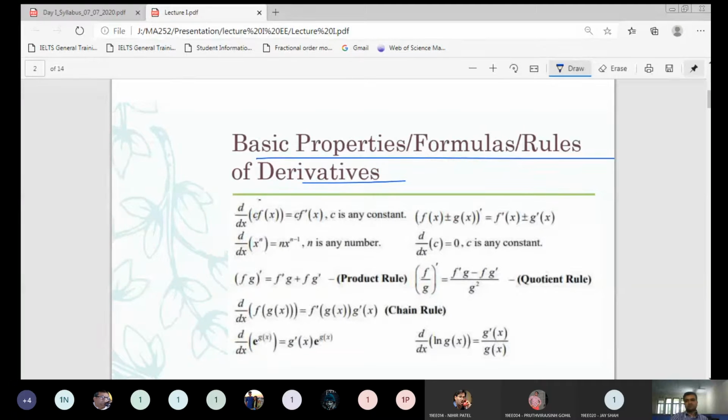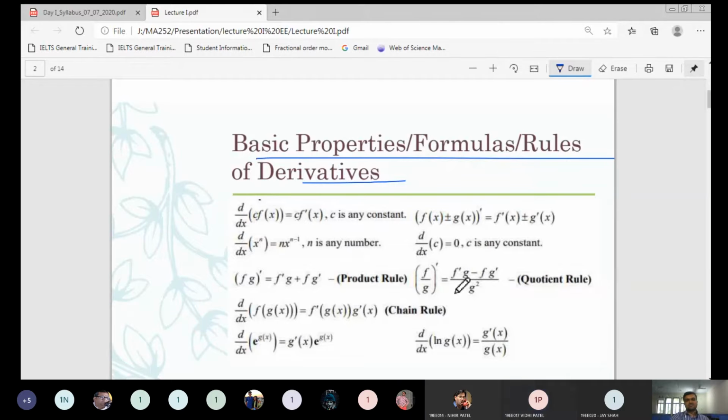Hello, students. Which are the basic properties? No one will explain? Jay, Prithviraj Singh, Nishida, Daria, it is on your screen. You can also discuss.